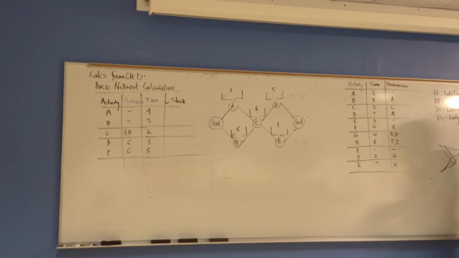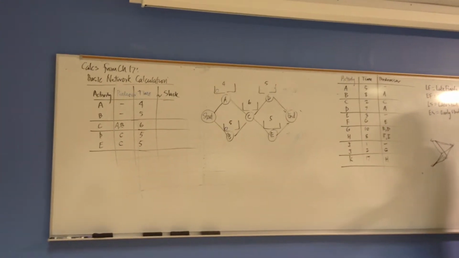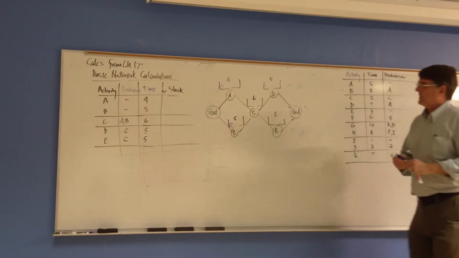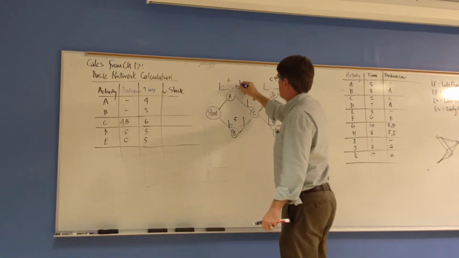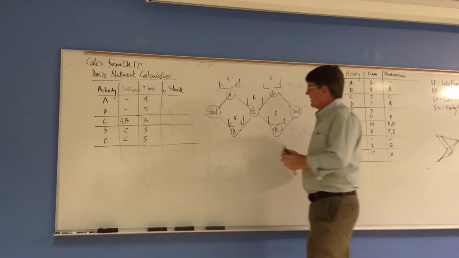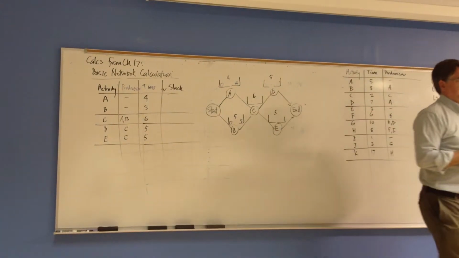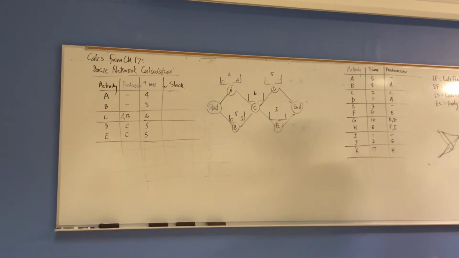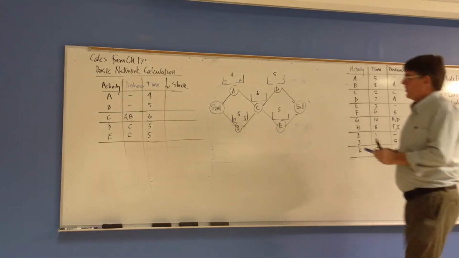All right, so the early start times on A and B are 0. The early completions would be 4 and 5. What is the early start time at C? 5. I'm going to put it in red.